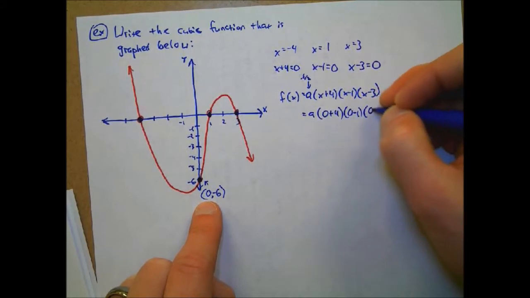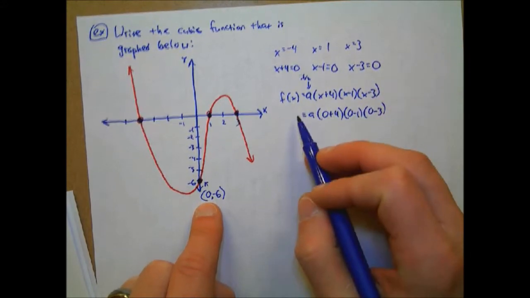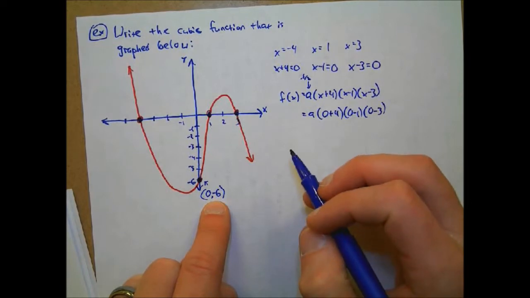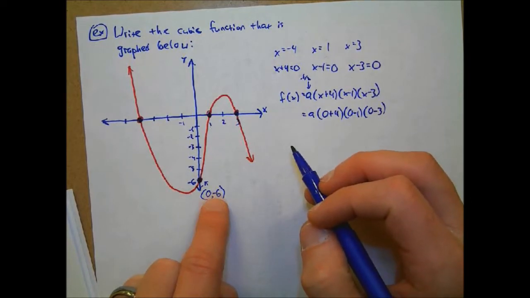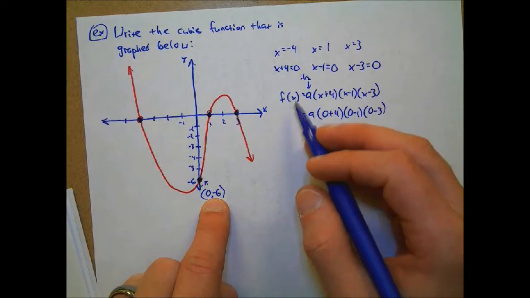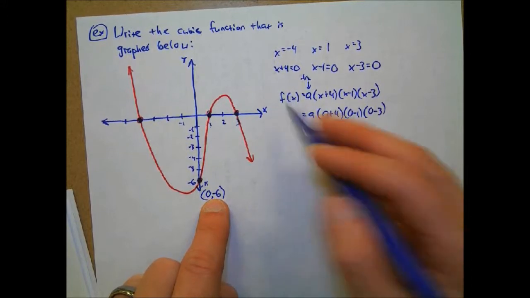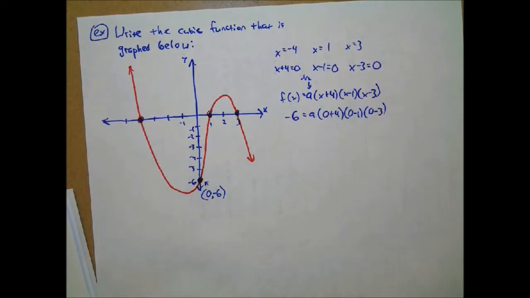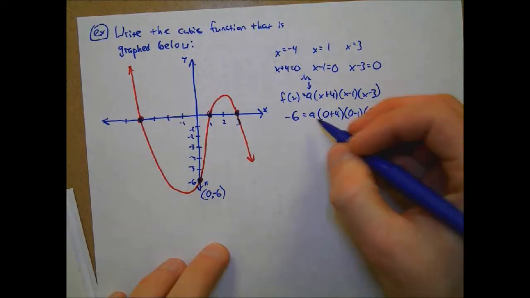And where do I put the negative 6? It's a y value, so it goes in place of the f of x. Remember, f of x is like our y. So we're just going to replace that with negative 6. And now we're just going to solve for a. Look, it's an equation. We can solve for a here.